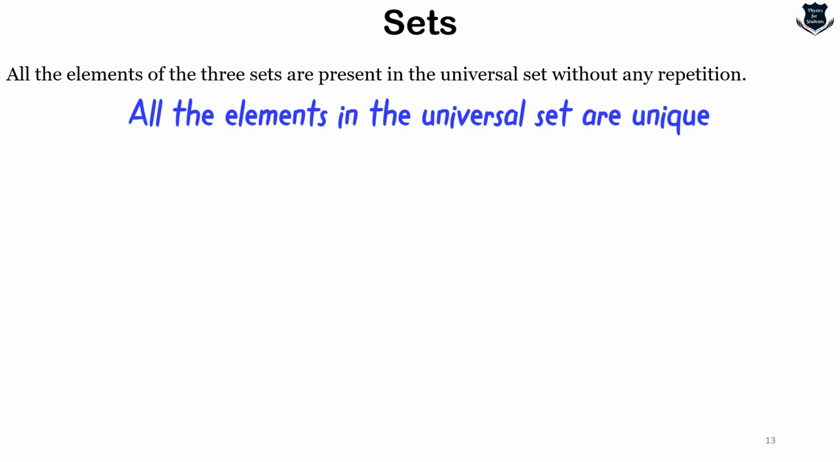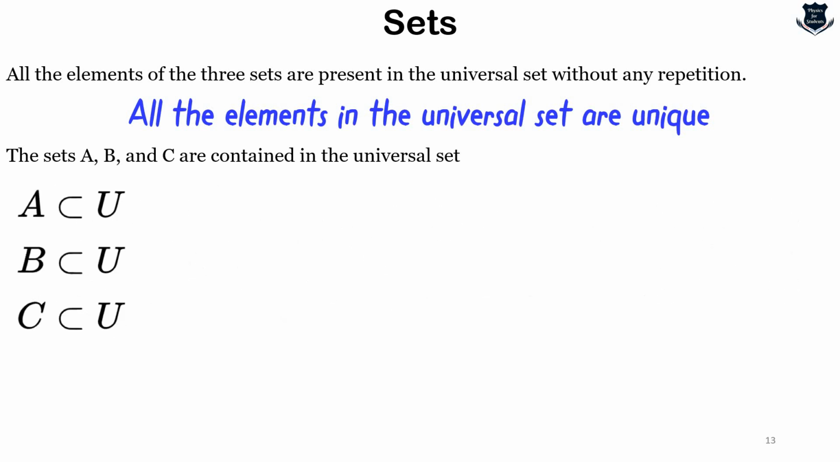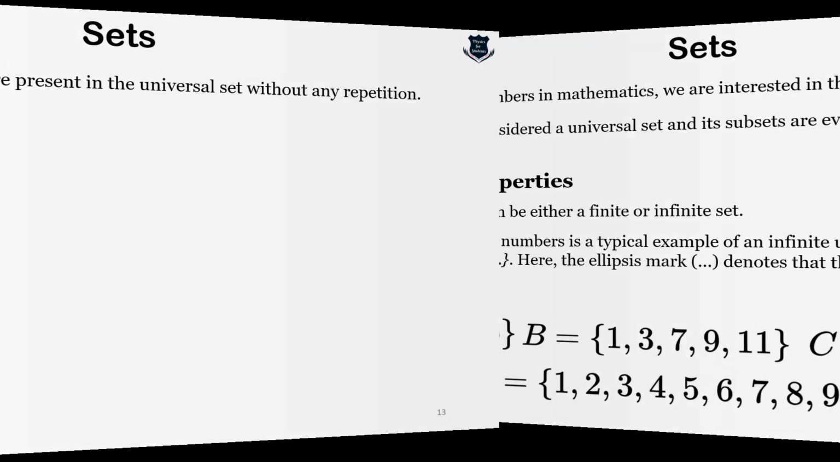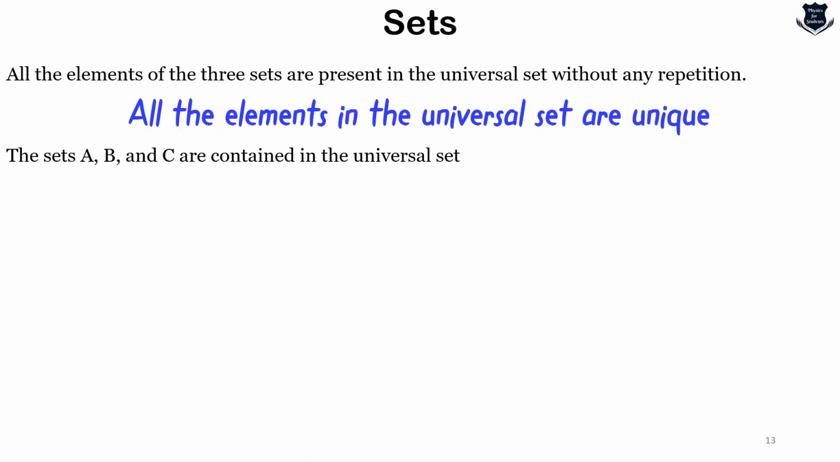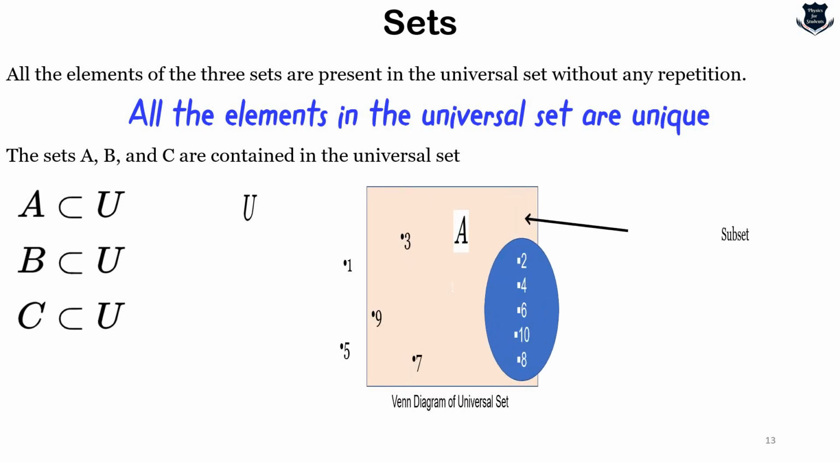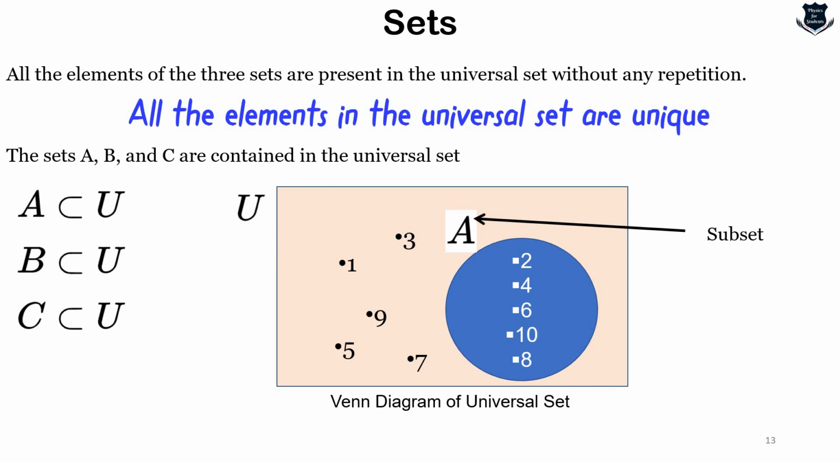Now we sometimes say that the sets A, B, C are contained in the universal set. So A is a subset of U, B is a subset of U, C is a subset of U. If we go back to this example, when we take these sets, all these are subsets. Now this is a kind of mathematical description, but we sometimes use what is called a Venn diagram to show the relationship between sets.